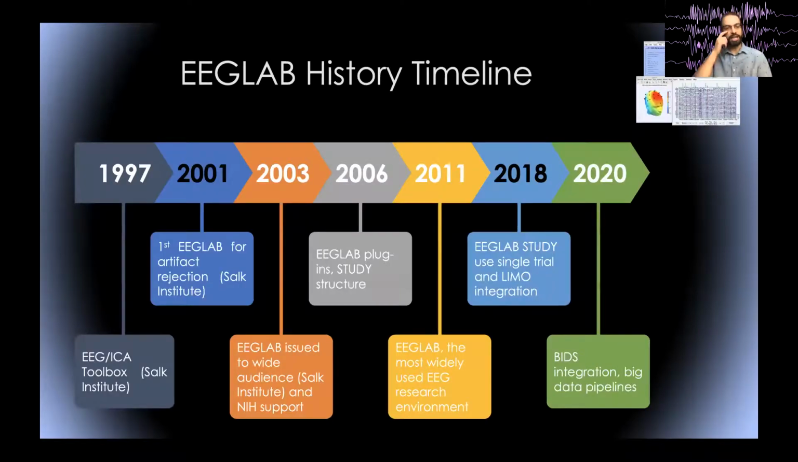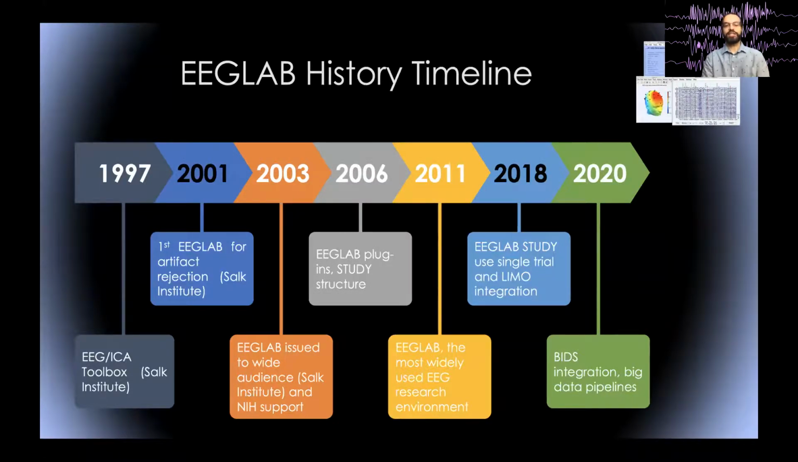And this is the outline of EEGLAB. So it's been around for about 23 years. First, it started as the EEG ICA toolbox at the Salk Institute. And then we had the first version of EEGLAB, it was just doing artifact rejection. It was also at the Salk Institute, where both Scott Makeig and I were working at the time. And in 2003, we issued a release to a wider audience. So we had a massive mailing list, and we started getting NIH support shortly after that.